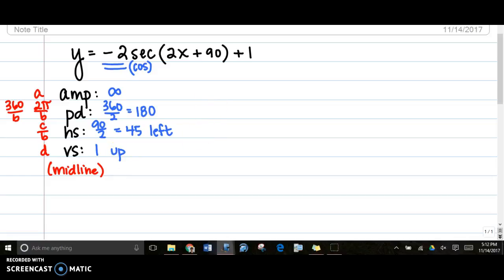Okay, so plotting our points, I'm going to start by figuring out what is on my x-axis. Now, start with that horizontal shift. We're moving 45 left, so I actually want to start at -45. Since the period is 180, that final point is going to be 180 away from that. So -45 plus 180 is 135.